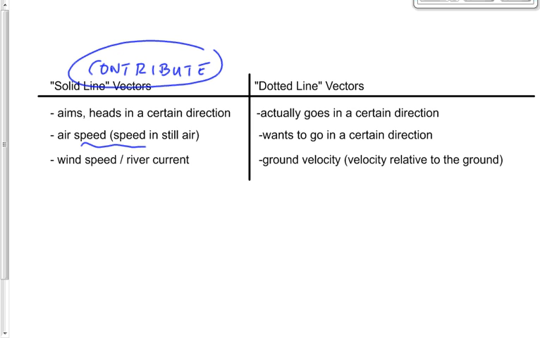The dotted line vectors are where I do actually go, or at least where I want to go. The pilot of a plane wants to head directly north to Edmonton. The captain of a ship wants to head directly east across the lake. Where we want to go, or where I actually end up going, or sometimes we say the ground velocity, the velocity of the guy in the train relative to the ground. Those are all dotted line vectors. They're all resultant vectors.